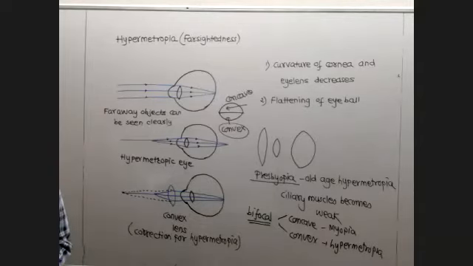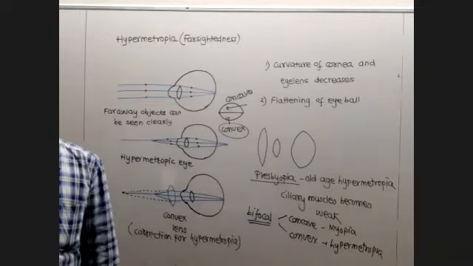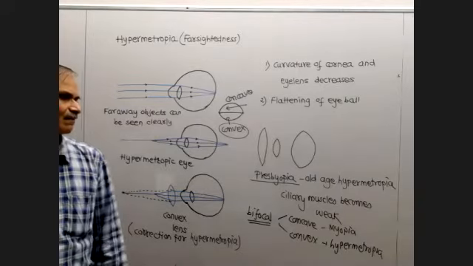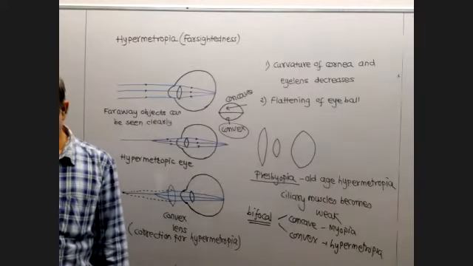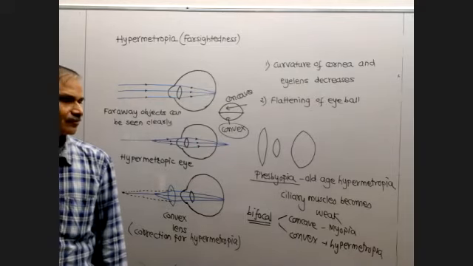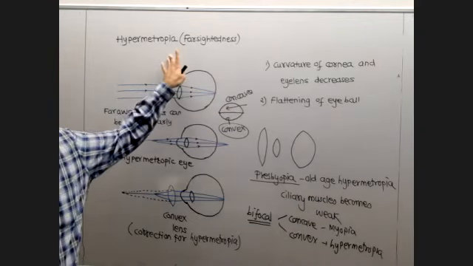Now next main point. This defect can be corrected by using convex lens of suitable focal length. Okay, this is all regarding hypermetropia.